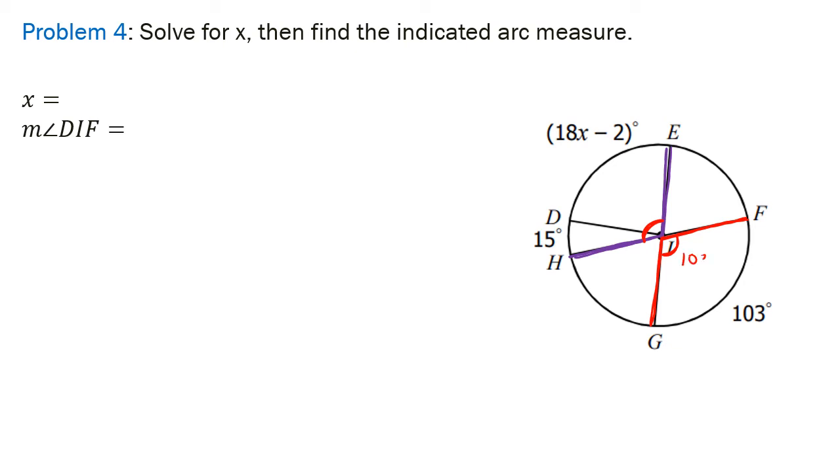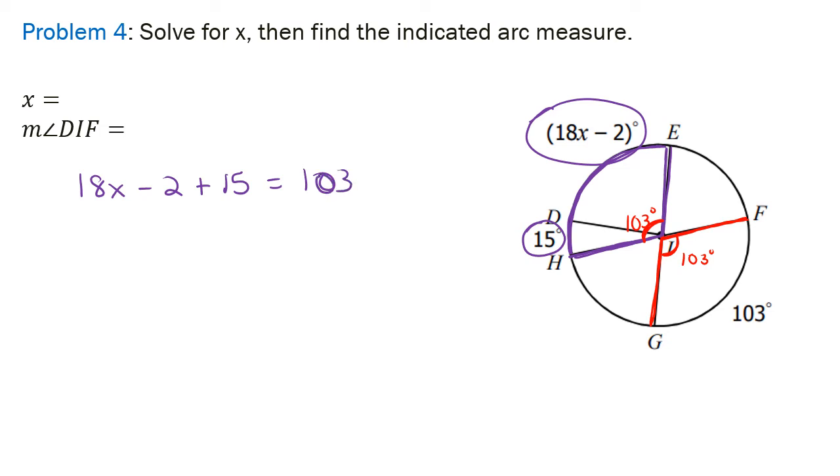So this is 103 degrees because its arc and the central angle are always the same. That means over here, these two angles must add up to 103 degrees. Well, the 15 degrees in this expression is what creates the arc that goes with that central angle. And that big arc there in purple should be the same as its central angle, 103. So I can make an equation that says 18x minus 2 plus the 15 has to equal 103.